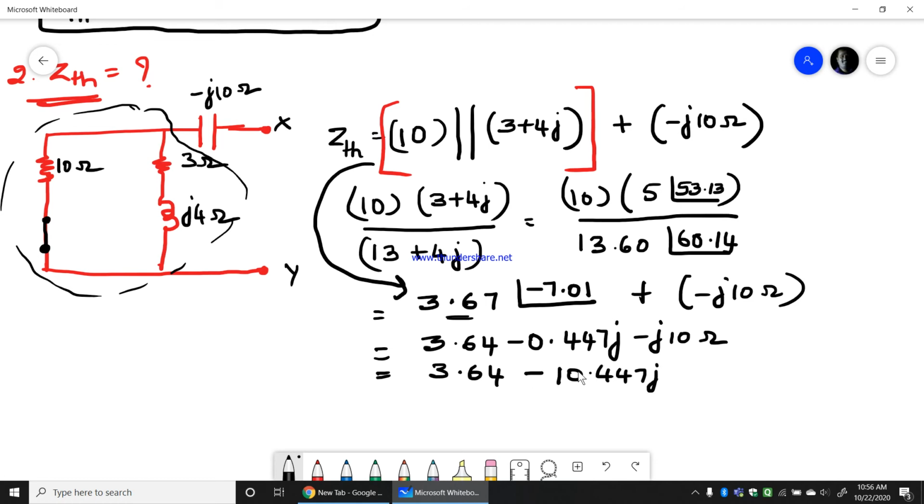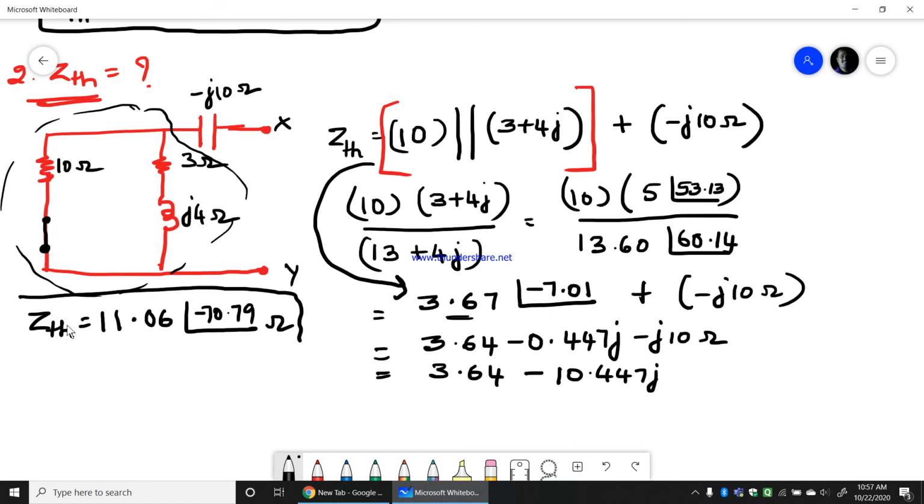J. So this ZTH would be equal to, if I convert this into polar, what will I get? 3.64 comma minus 10.447. So what I will get here is 11.06 at an angle minus 70.79 ohms. This is what we got. Okay.